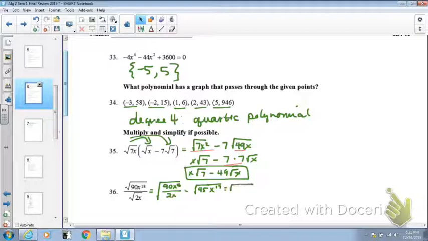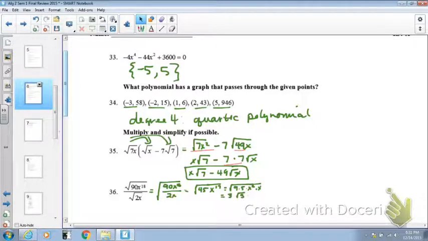45 has factors of 9 and 5. And to take the square root of an x term with an exponent, I need an even exponent. And I can divide that up and have x to the 16th times x. That's the same as having x to the 17th. So the square root of 9 is 3. I can't take the square root of 5.